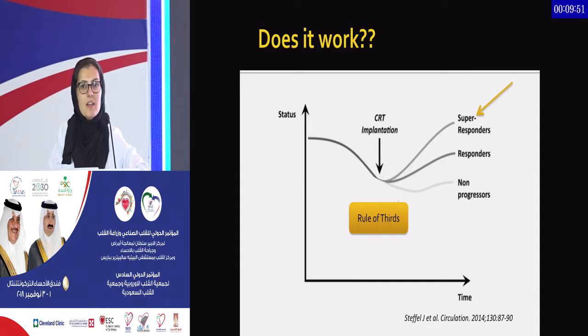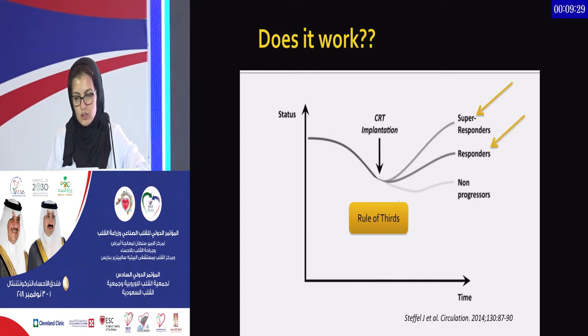What does that mean? That means that you have a significant improvement of LV systolic function and/or improvement in their functional class by more than one functional class. So going from class 3 to class 1, for instance. And then a third of the patients are responders.